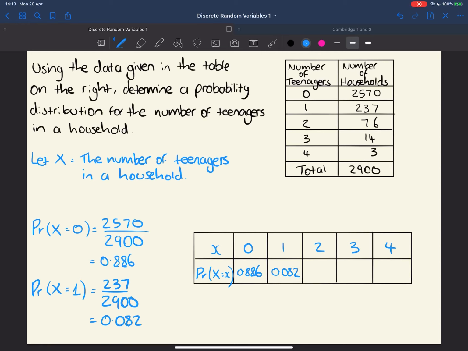0.082. And if you repeat this process for the rest of the numbers, what will go in here will be 76 divided by 2,900. What goes in here will be 14 divided by 2,900. And what goes in here will be 3 divided by 2,900. And here are the answers. And so that's how we can calculate or determine the probability distribution.